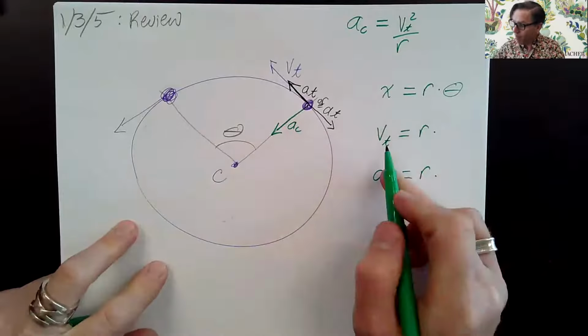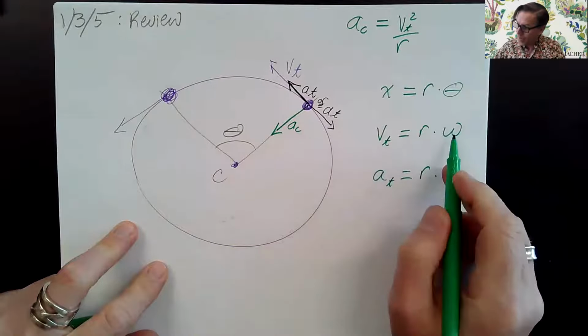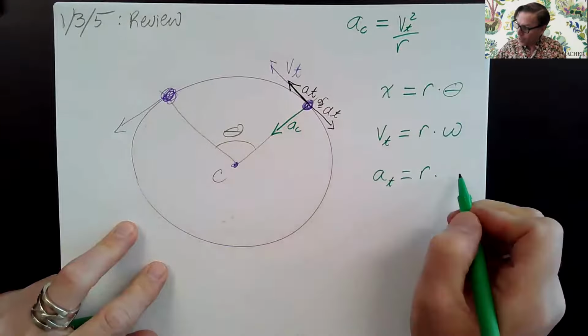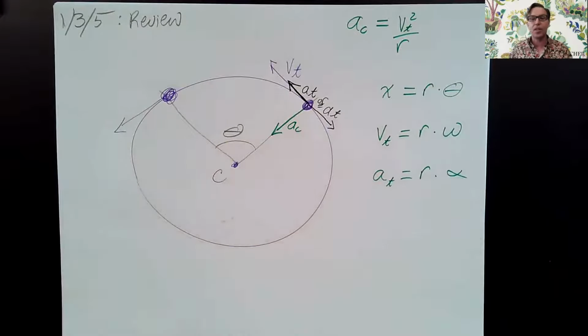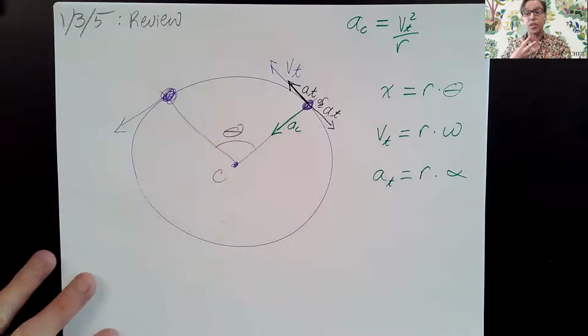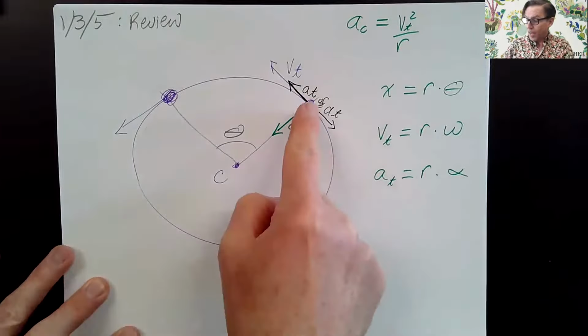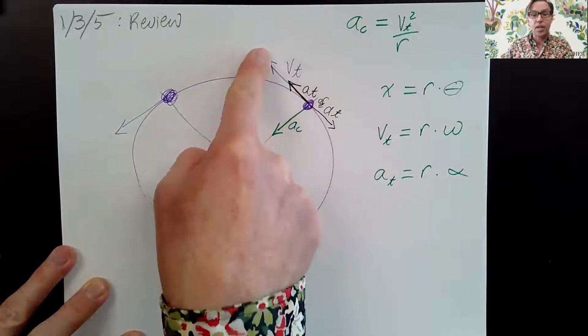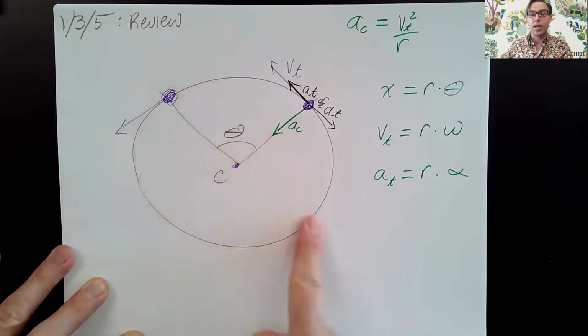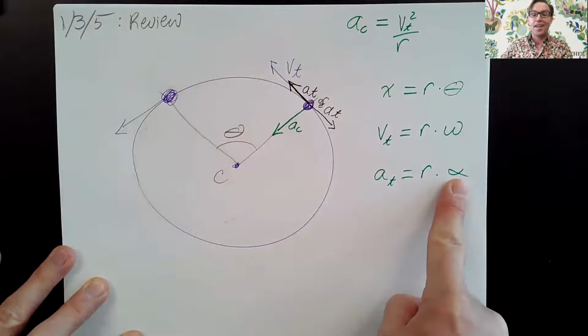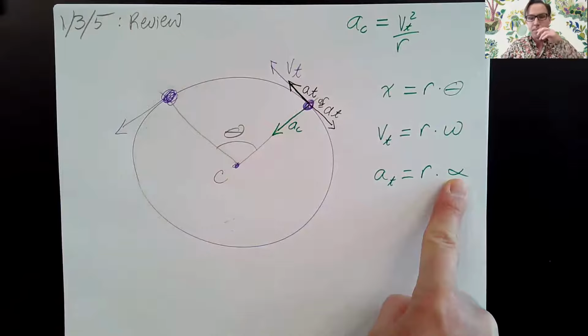X is r theta, v is r omega, the angular velocity, and a is r alpha, the angular acceleration. And so it turns out that there are three accelerations that we could talk about in this chapter. There's the tangential acceleration, there's the centripetal acceleration, and there's the angular acceleration, alpha.